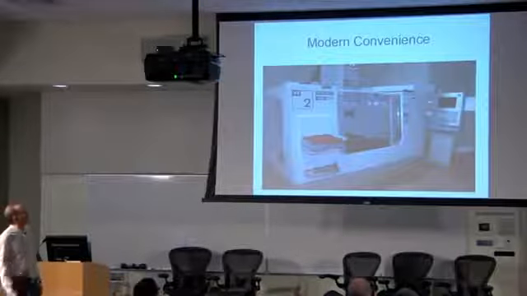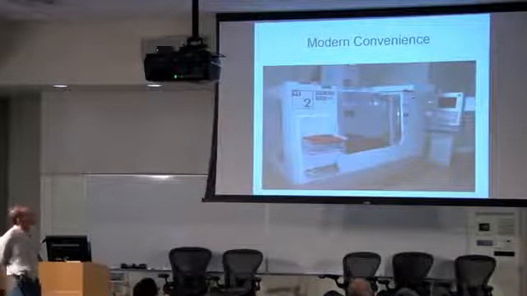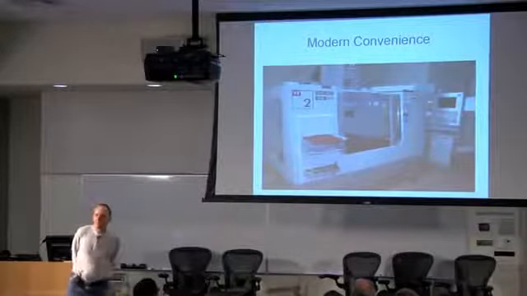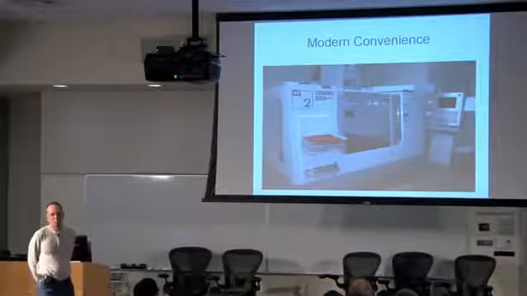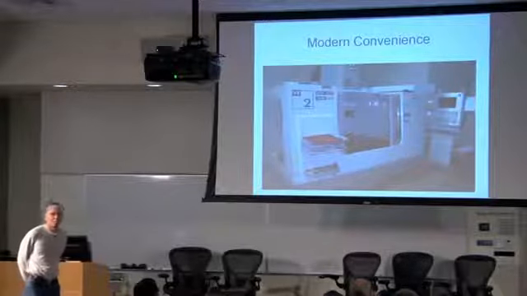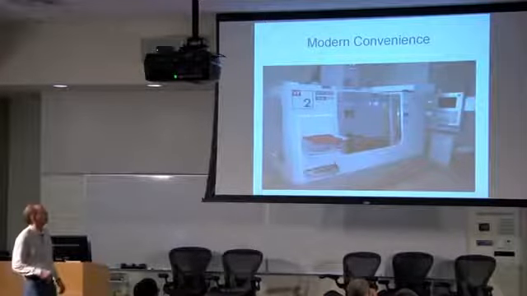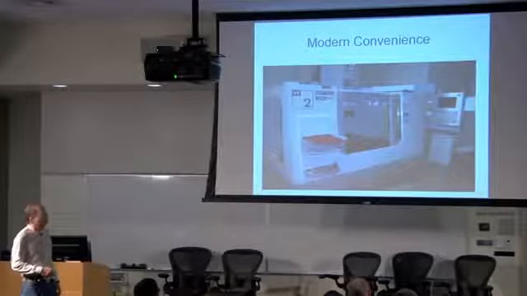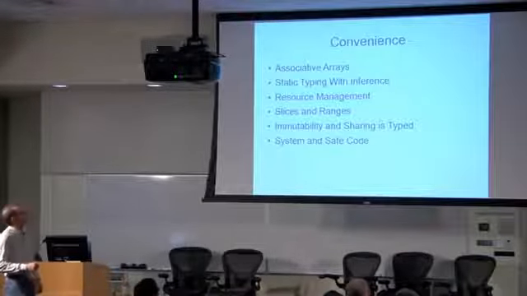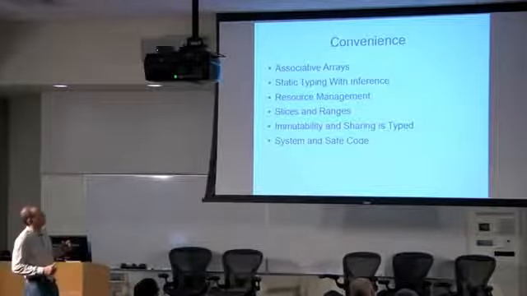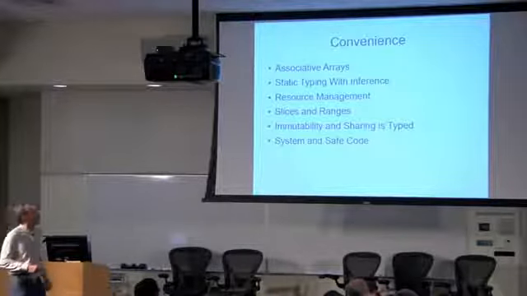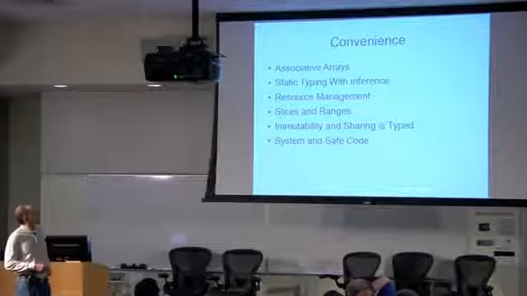Let's just move on. What D also has, this is a computer-controlled milling machine. Instead of milling everything out by hand, you just sketch it out on a computer screen and it will actually cut the part out for you, which is an amazing thing if you've ever seen one of these things in operation. So we'd like something like that in a programming language. And what we've got are things like associative arrays, static typing with inference, resource management, slices and ranges, immutability and sharing as type system and safe code.